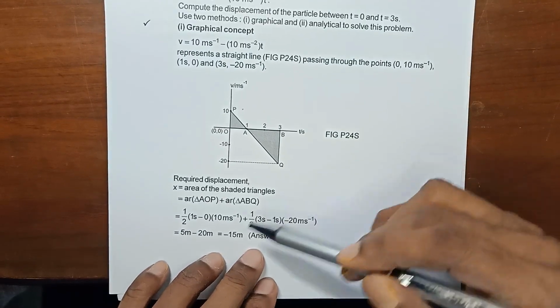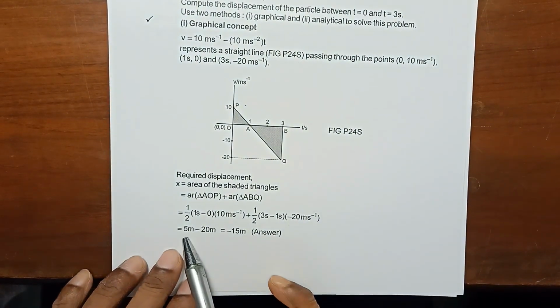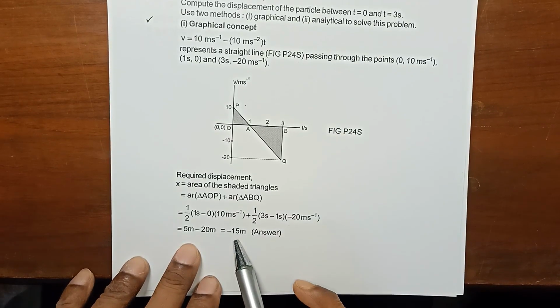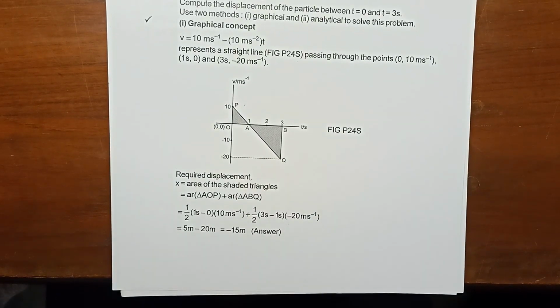So this is a negative area, this is a positive area. Automatically it will be adjusted. So 5 meter minus 20 meter is equal to minus 15 meter, the answer. This is the required displacement.